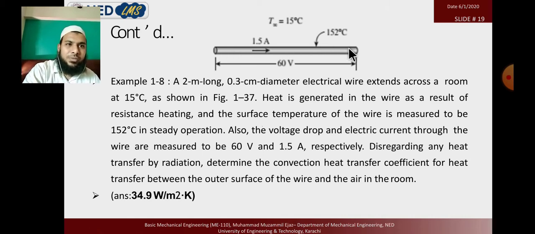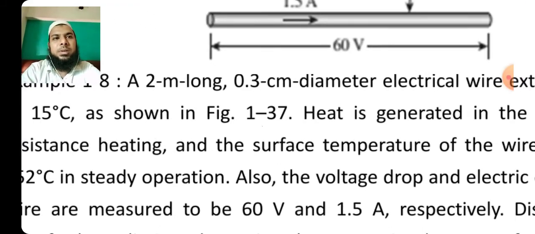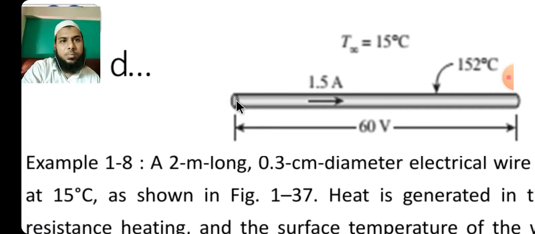So the outer surface of the wire is in contact with the surrounding air. Now the heat transfer takes place from two kinds of surface area: the circumference area of the wire and the radial area. You can see that the diameter of the wire is very small, so we can neglect this heat transfer rate. Actually, there will be heat transfer there, but in this particular numerical, we can neglect it because it is a very small value.